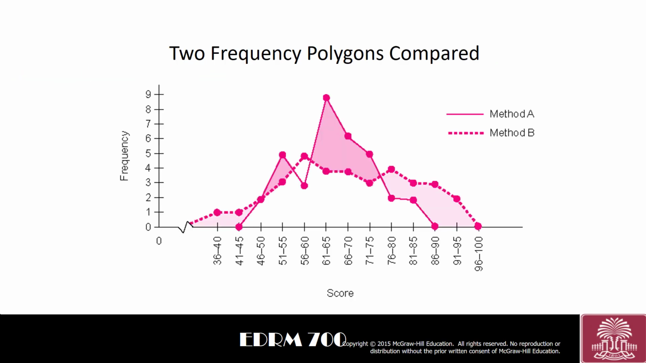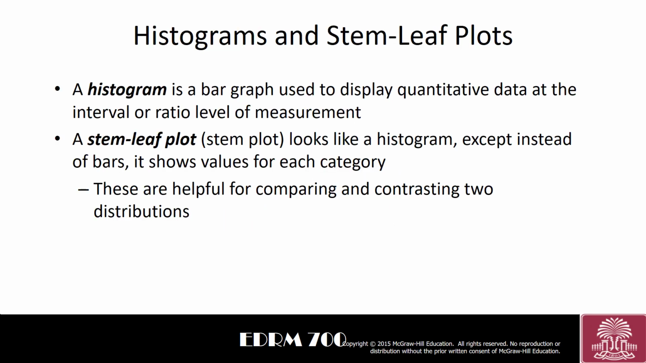This is a frequency polygon of two methods in one study. It is easy to see the difference between the two groups for each score interval. A histogram is a bar graph that is used to display quantitative data at either the interval or ratio level of measurement. A stem and leaf plot looks like a histogram except instead of bars, it shows values for each category. These are helpful for comparing and contrasting two distributions.